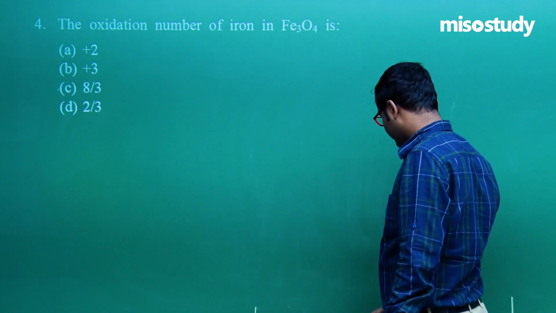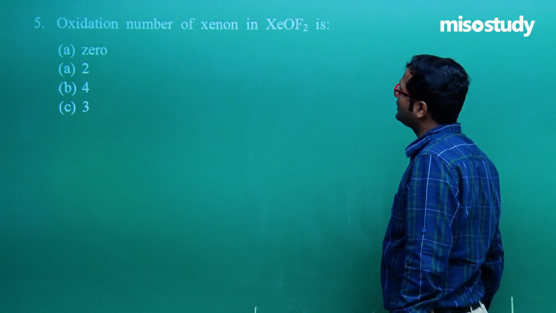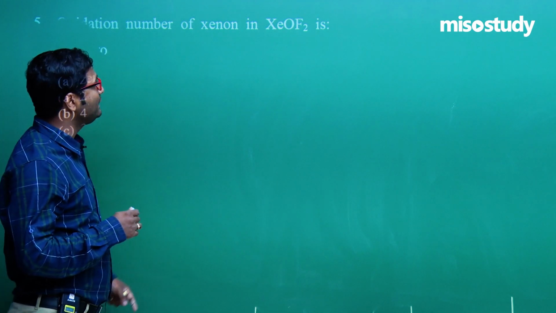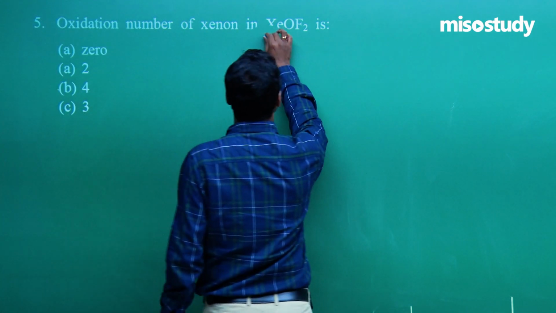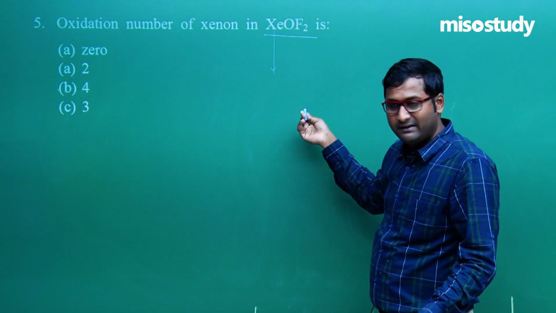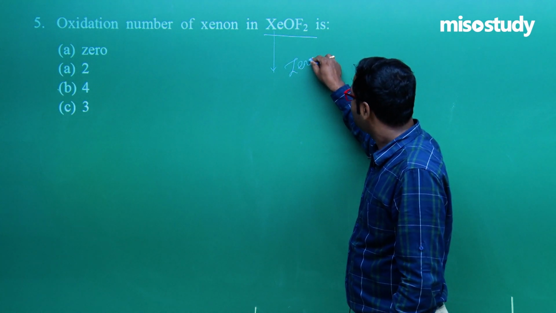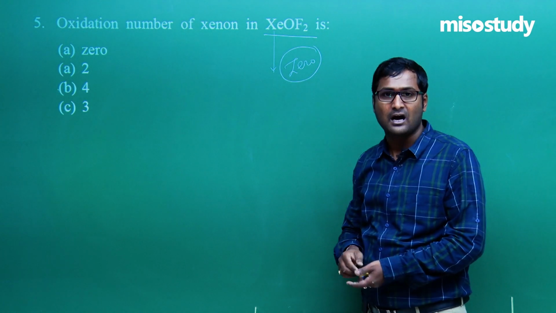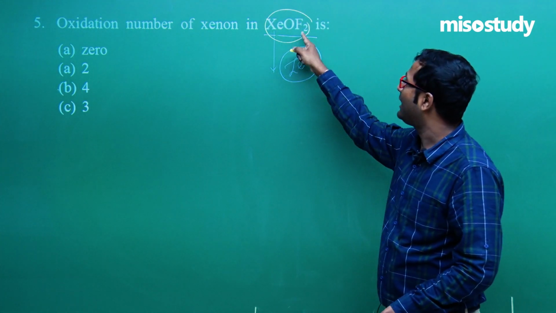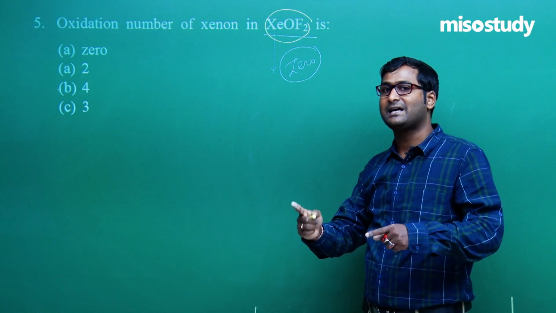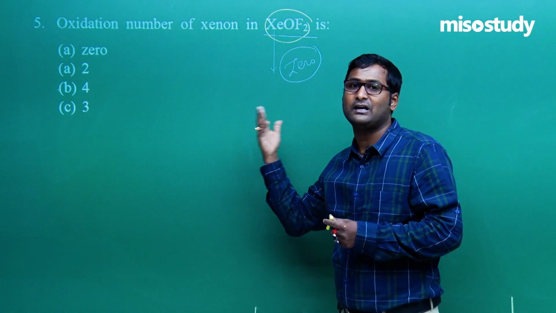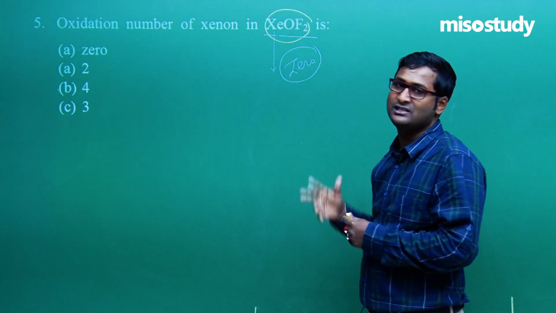Now wait for a moment. This is question number 5. The oxidation number of xenon in XeOF2. What will be the oxidation state of xenon? As we know, xenon is an inert gas, then definitely it will have oxidation state 0. This answer will come first in our mind. But as we look here, xenon has the ability to form compounds. If there is the ability to form compounds, then definitely there is a certain oxidation state. Definitely there is a change in oxidation state.